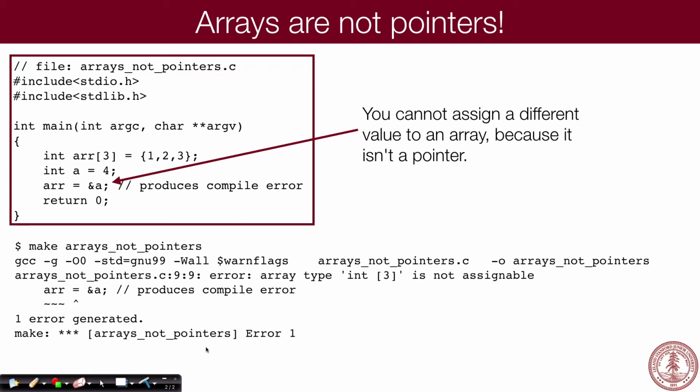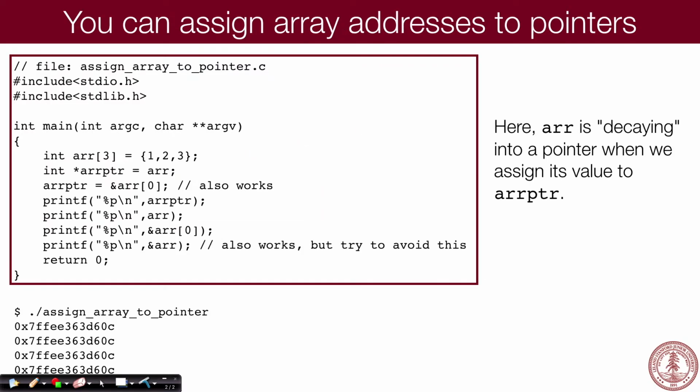And here's what the error is actually. It says int bracket 3 is not assignable. You can't reassign an array. But you can assign array addresses to pointers. You are allowed to do this. You are allowed to say, okay, int ARR3 equals 1, 2, 3, and then you say ARR pointer equals ARR. That works just fine.